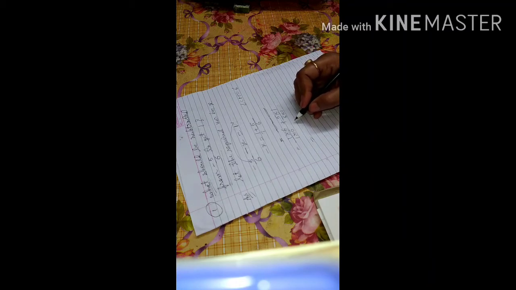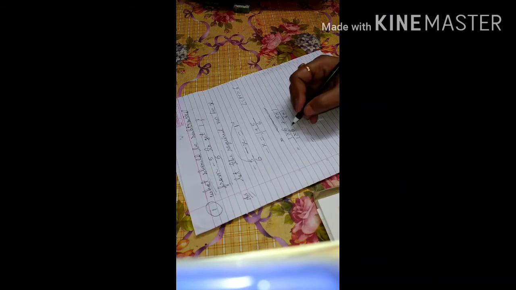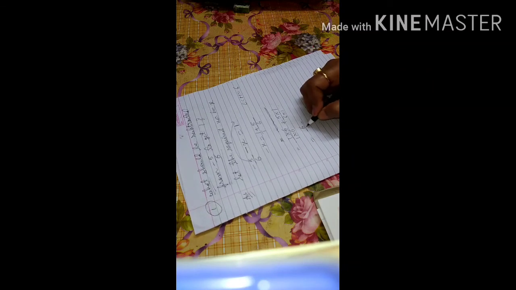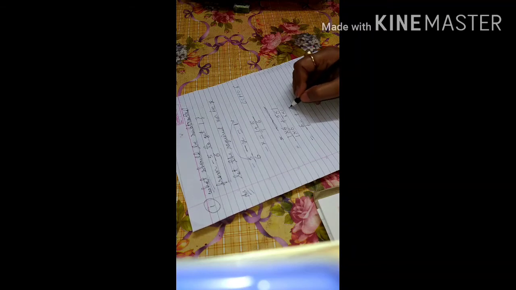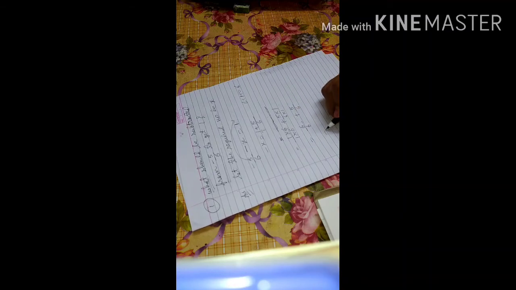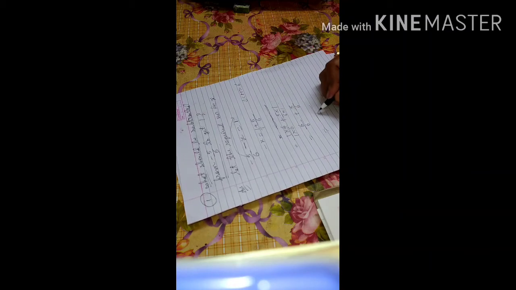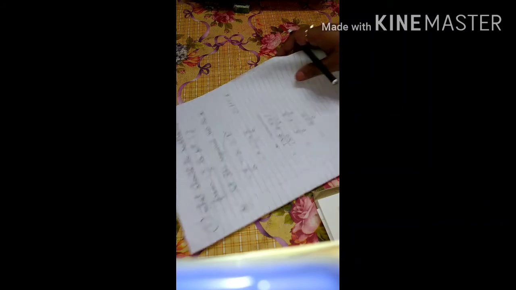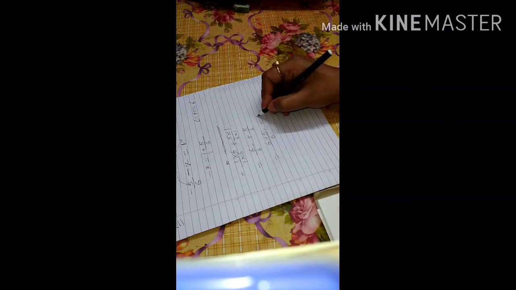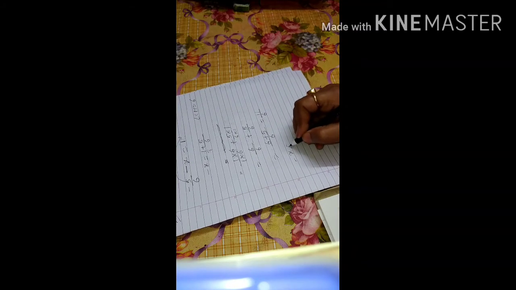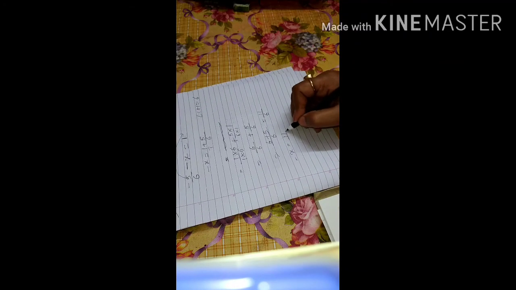What will you get here? Minus x is 6 by 6 plus 5 by 6. So denominators are same. So 6 you write here, and here you will write 6 plus 5. Clear? So 6 plus 5 is 11 by 6. Clear? So minus x is 11 by 6.